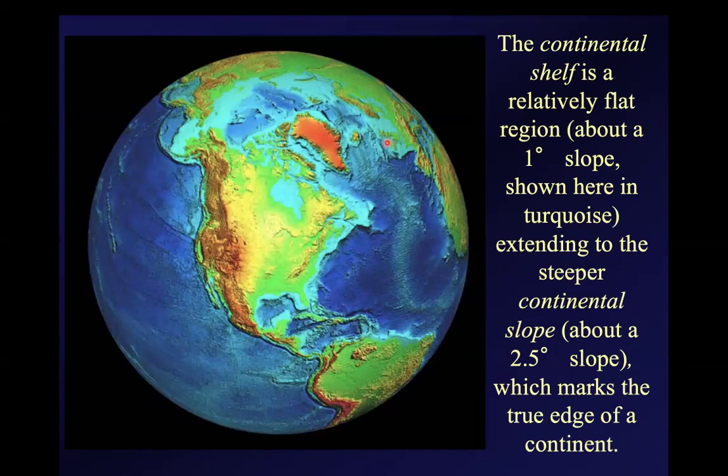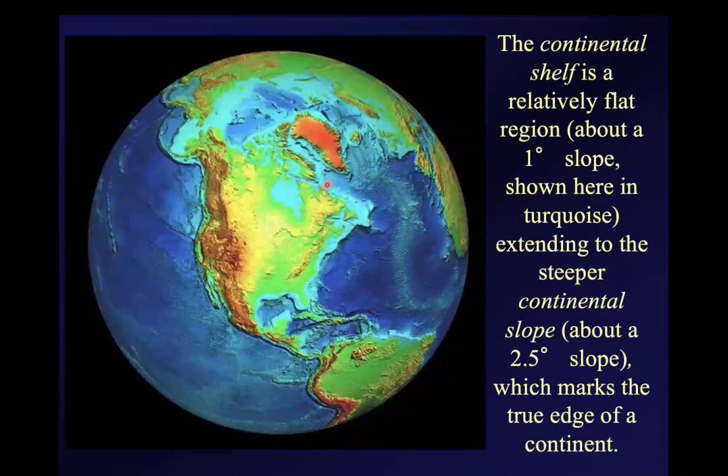The continental shelf depths range from 0 to maybe a couple hundred meters, a few hundred feet. The continental shelf slopes down, but not very much. It's about a 1 degree slope. And you can see the continental shelf is pretty much the part that's shown in turquoise. All of this green and yellow and brown is land area today. The turquoise area is continental shelf. It's covered by water, but it's relatively shallow water.